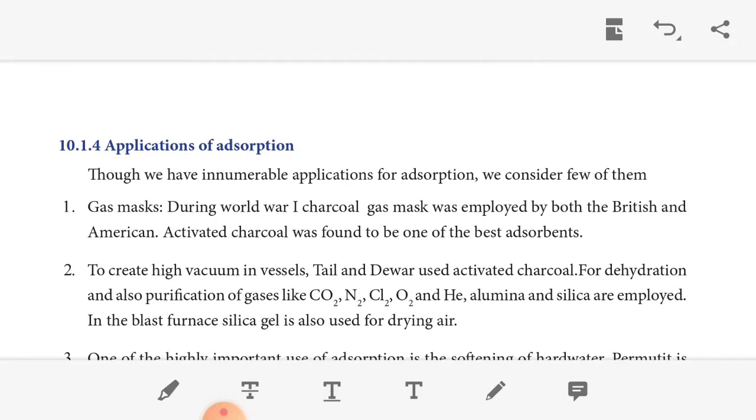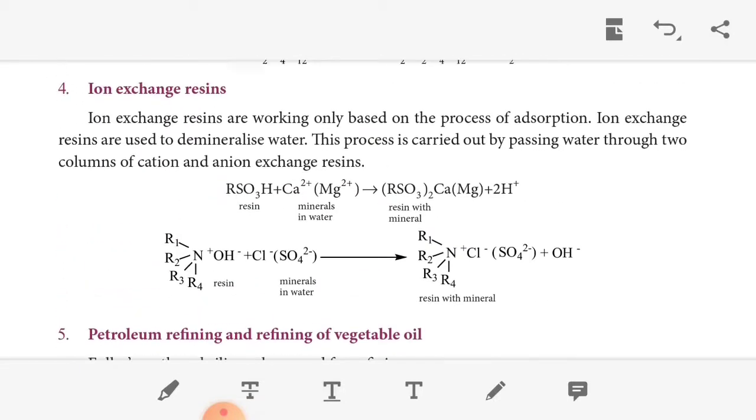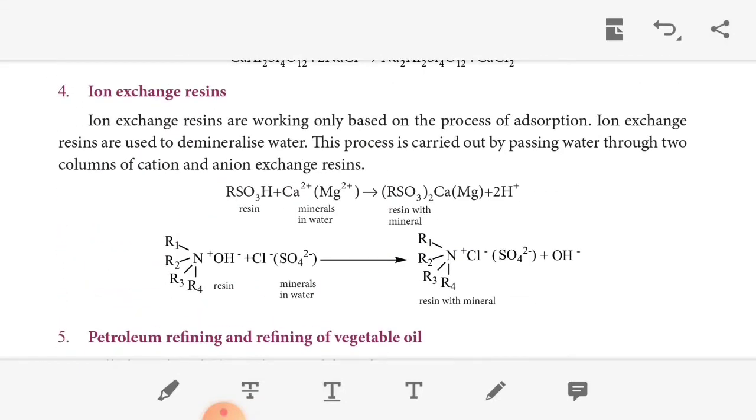Okay, the next one, applications of adsorption. Here there are 15 applications. It may be asked in a 5 marks question. At least you can write 6 points. The important applications of adsorption are ion exchange resins, decolorization of sugar, gas mask, adsorption indicator, and chromatography.